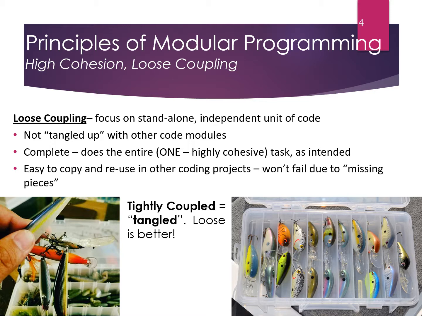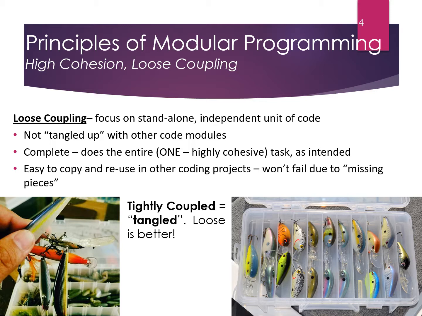It is easy to copy and reuse in other code projects, and it won't fail due to missing pieces or unfulfilled dependencies. Tightly coupled equals tangled. Loose is better. For accessibility purposes, I'll narrate that in this slide, the lower left-hand picture shows a fishing tackle box with a number of lures that have all been tangled together. Very difficult to use and time-consuming to untangle.